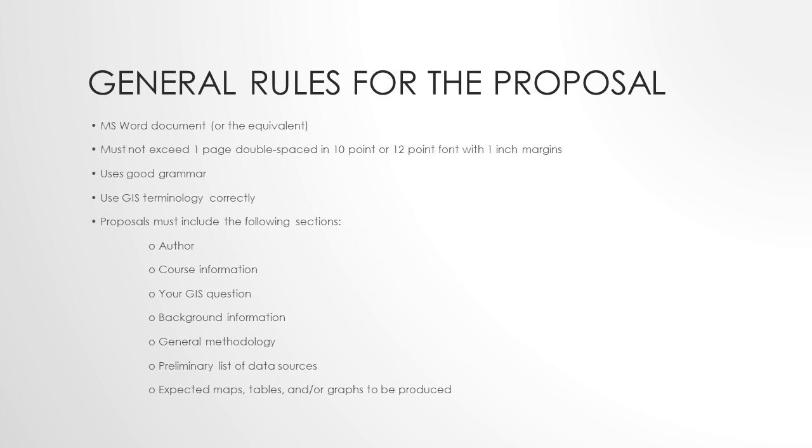Background information is just a couple of sentences or so telling me why your question is important. General methodology explains in the most broad sense how you're going to answer that question. Preliminary data, what data you're going to use to answer it, and then what sort of maps and tables and or graphs you expect to produce. That will help you explain your answers.